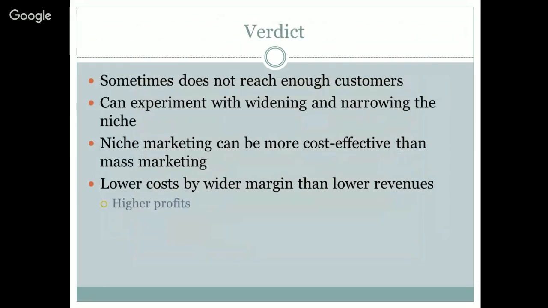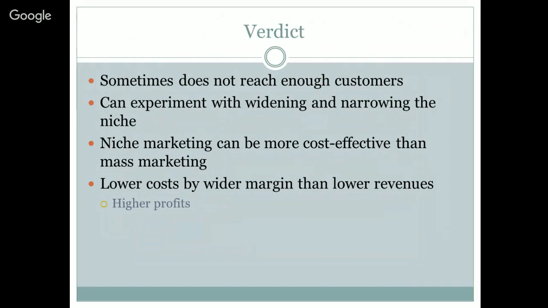So the verdict: sometimes niche marketing does not reach enough customers to earn you the business that you need. However, you can experiment with widening and narrowing that niche to see what works for you and is going to earn you the most profit. Yes, that can be troubling because it can feel like you're blindly throwing money where you're not sure how successful you're going to be.